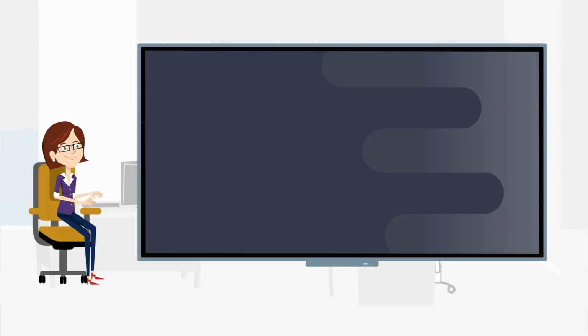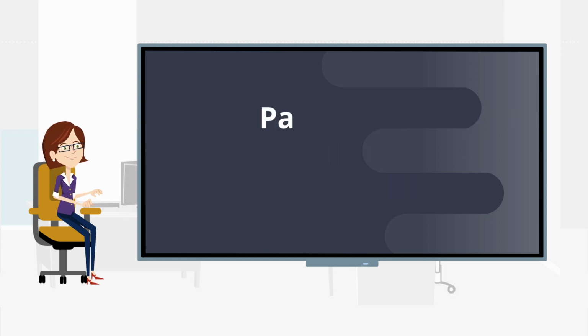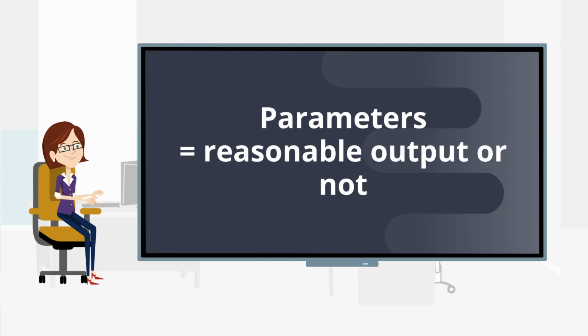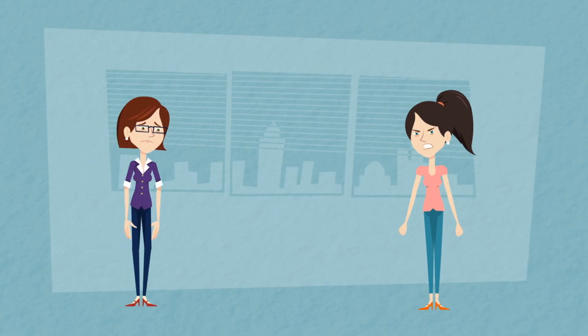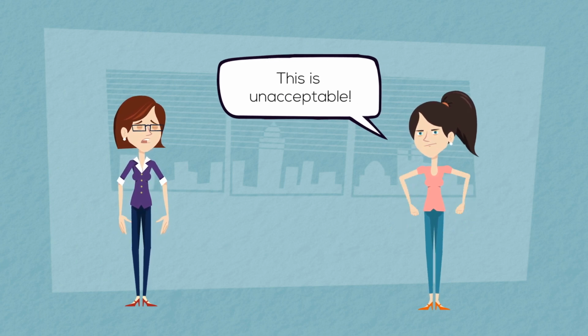We will be differentiating the two main modes of lasers, continuous wave lasers and pulse lasers. Each have relevant parameters which are important to understand as they indicate how the laser may assess if an output is reasonable or not. We will also be showing examples of cases where the incorrect parameters were used to help you better understand how they work.